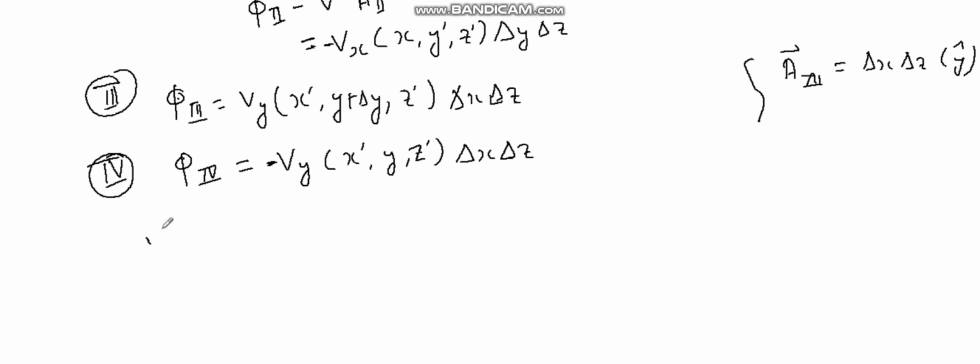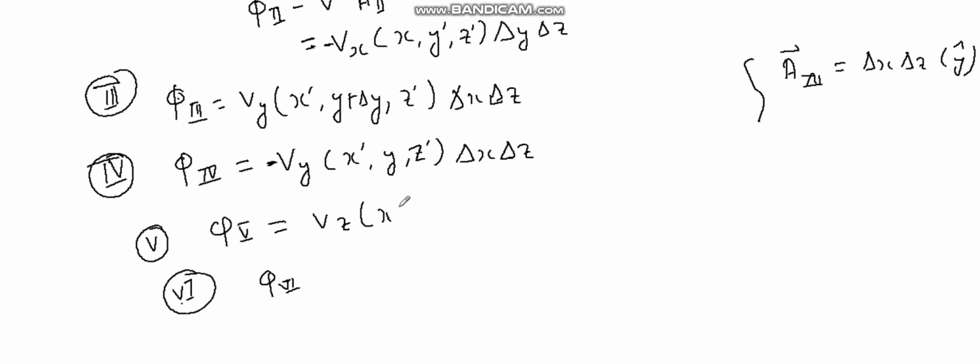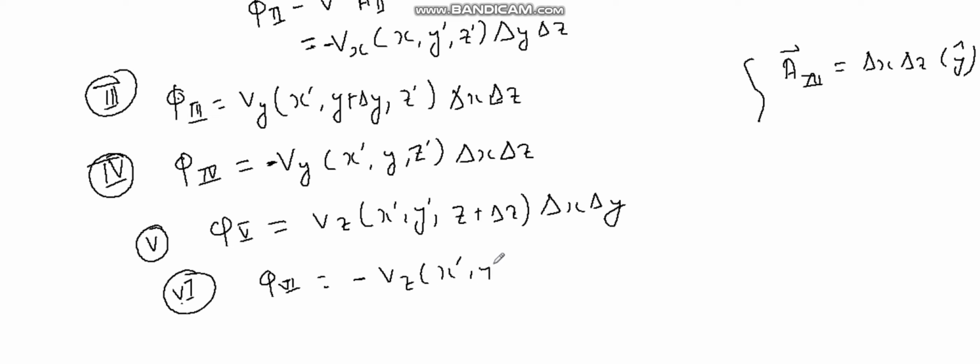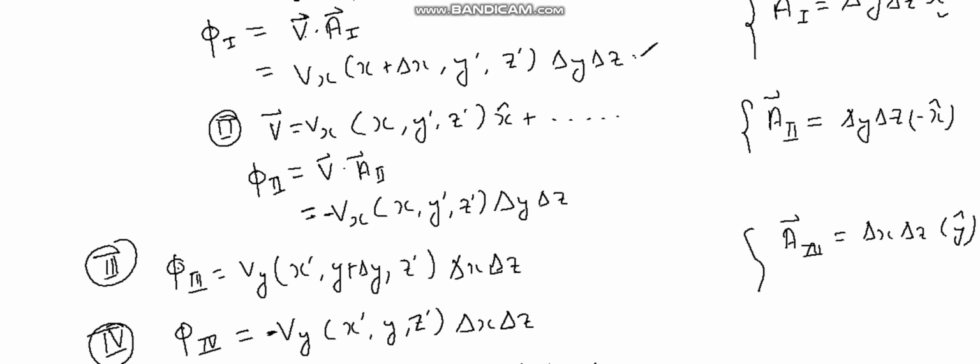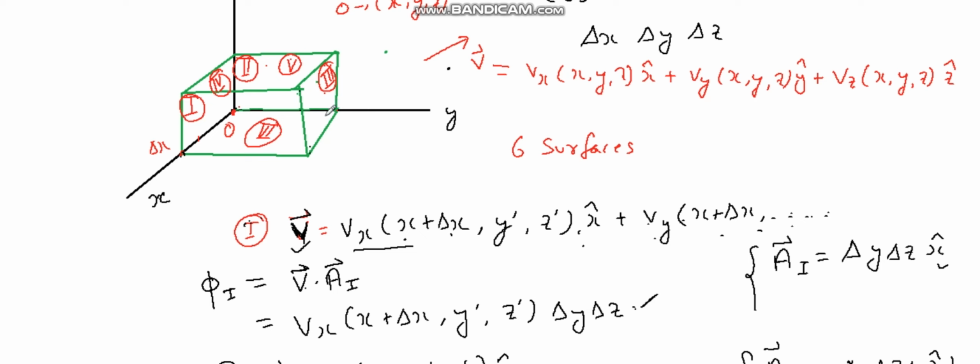Similarly, we can write it for the fifth surface and sixth surface. Flux from the fifth, flux from the sixth. That will give vz, x prime y prime, z plus delta z times delta x delta y, and that is equal to minus vz, x prime y prime z, delta x delta y. So we have calculated the total flux that is coming out of this cuboidal box.